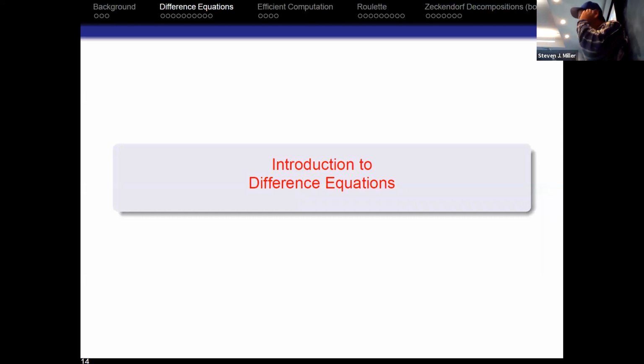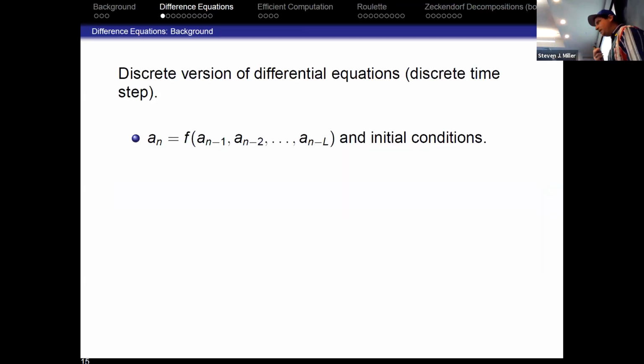All right, introduction to difference equations. So these are discrete versions of differential equations. If you've seen Newton's second law, F equals ma. Acceleration is the second derivative of displacement. So this is a second order differential equation. Second order differential equations occur frequently in physics and the natural sciences.